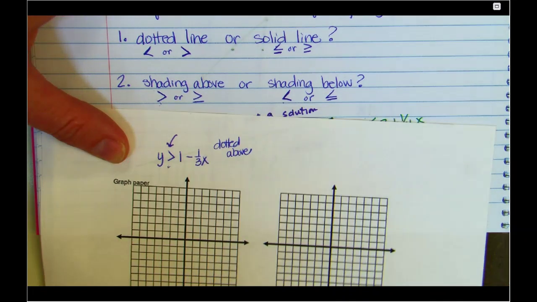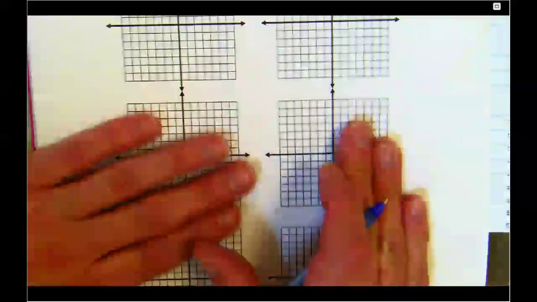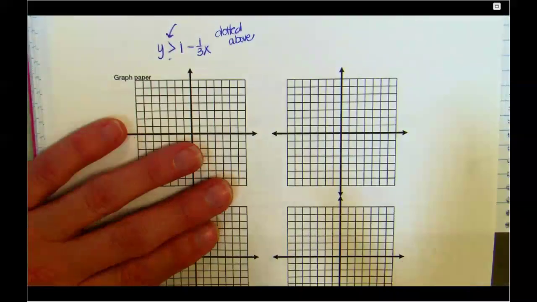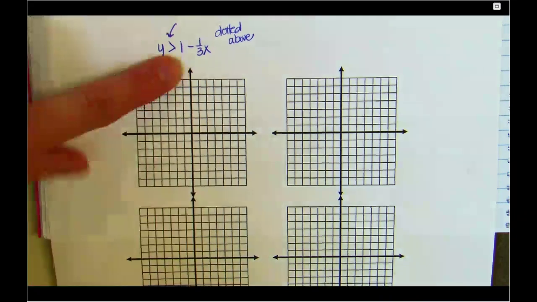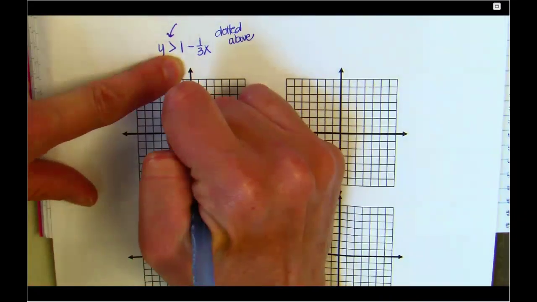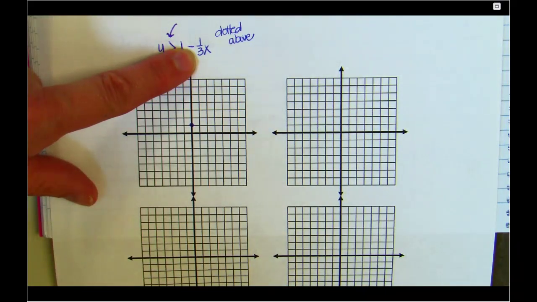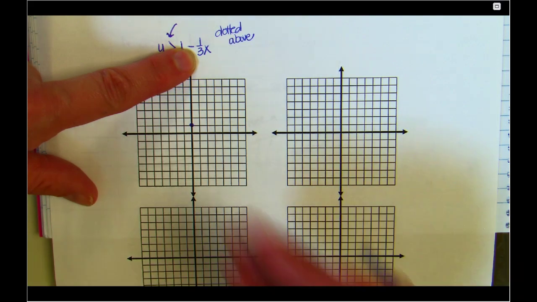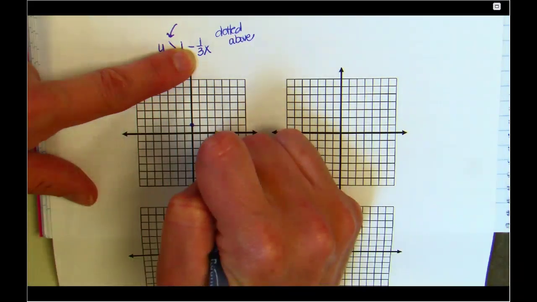Okay, now I graph him like a normal equation. Nothing weird. What's his y-intercept? Okay, y-intercept is 1. And what does the slope tell us to do? Remember, there's that sneaky negative in there. We should be going down 1 and right 3. Down 1 and right 3.